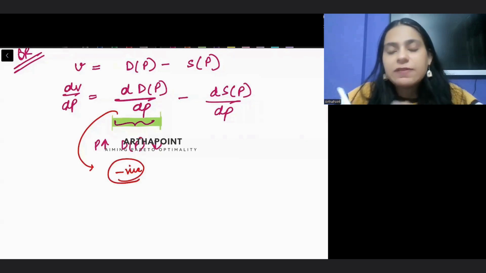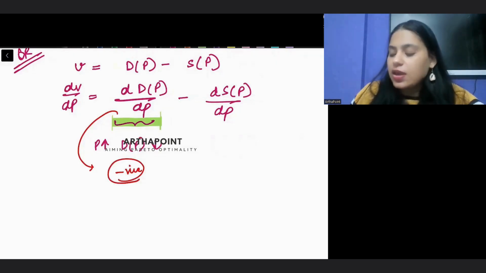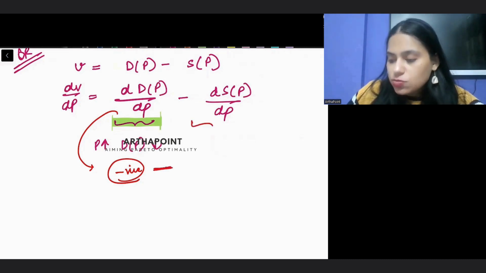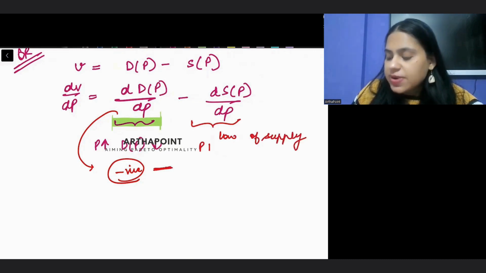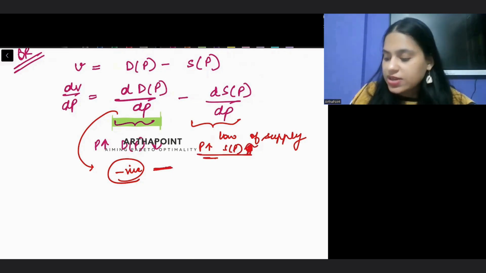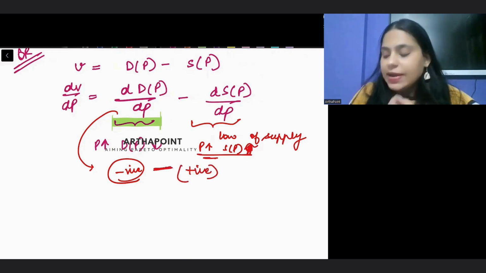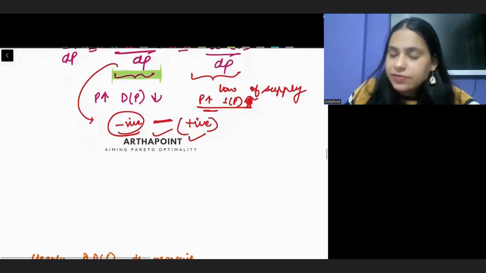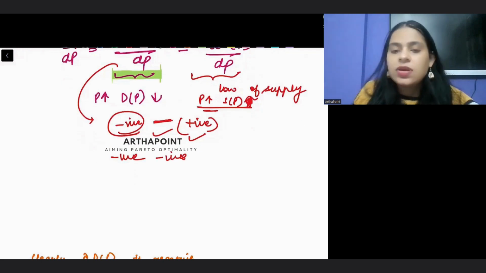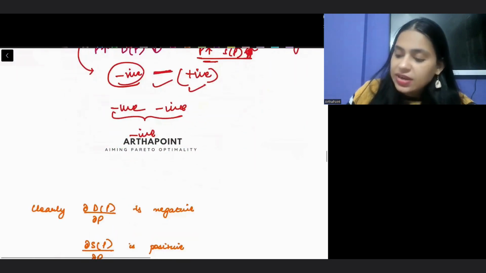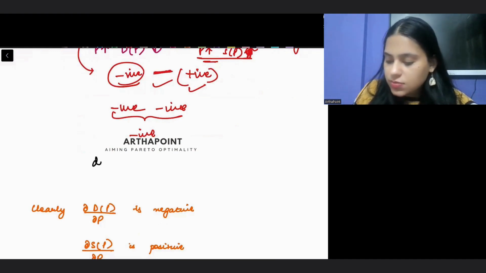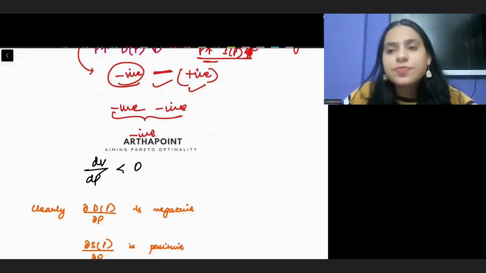जैसे price बढ़ेगा, demand गिरेगी, they will move in opposite direction, it will be negative. And as of now, if I just assume the usual law of supply, तो law of supply क्या बोलता है? It says that as price increases, supply increases, and vice versa. So it has to be positive. Positive multiplied with negative will become negative. So I will have negative and negative. And the sum of two negative numbers will also be negative. So what do we get? We get that dV by dP will be negative.